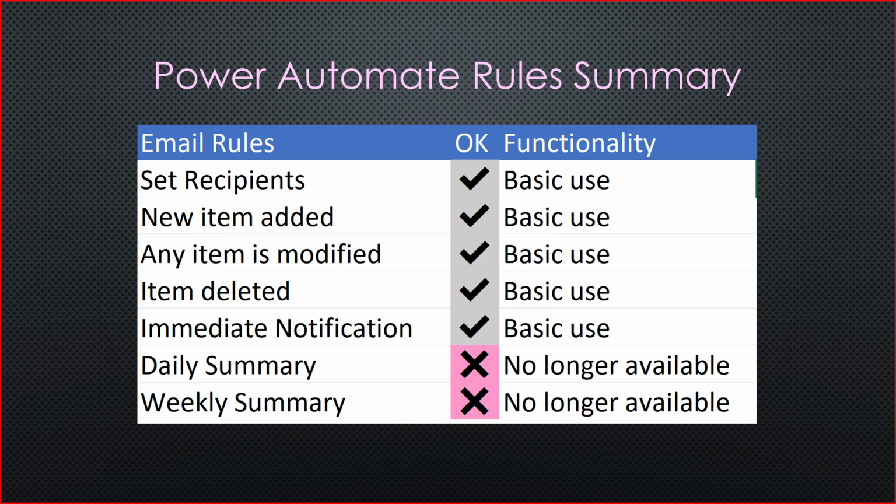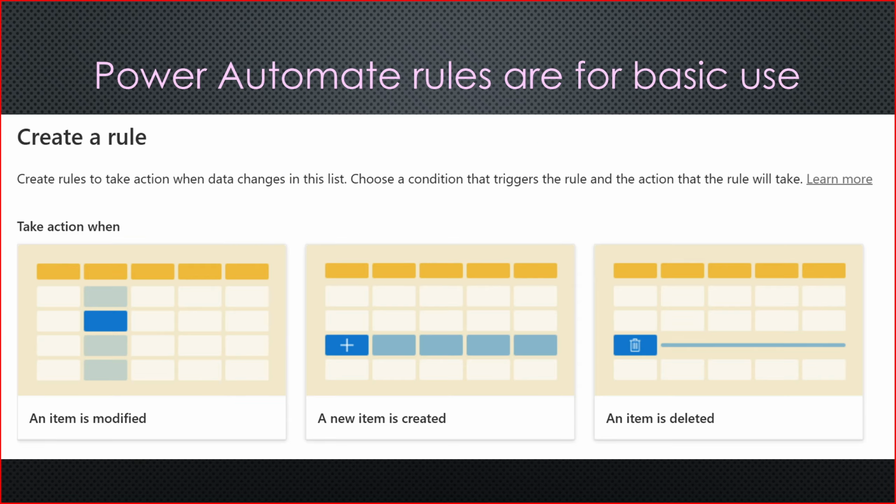What can Power Automate rules do? They're really only for very basic use. It can tell you if an item's added or modified, and it just sends a generic notification. Some of the functionality we had with SharePoint email alerts, such as daily summary and weekly summary, will be gone completely. This is what the interface looks like.